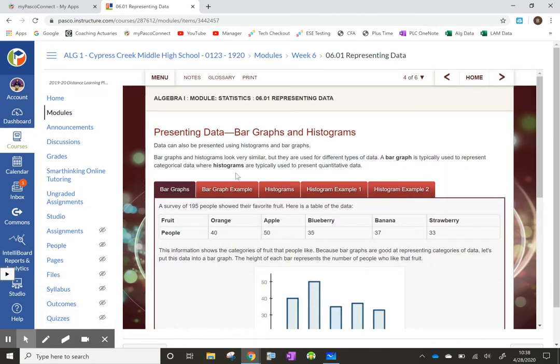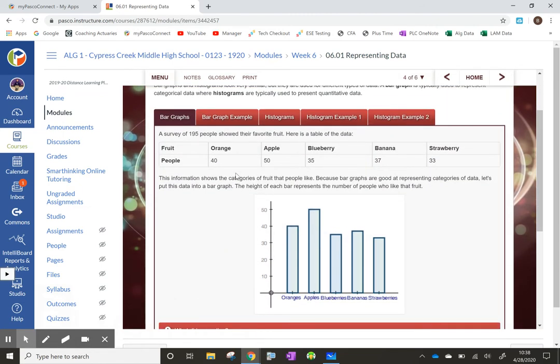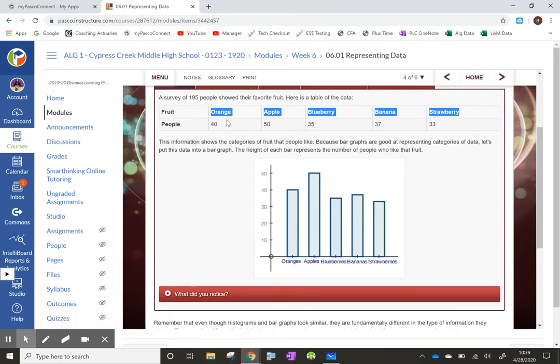So bar graphs and histograms, as I was mentioning earlier. So remember, bar graphs are going to focus on categories. Histograms are going to focus on numerical data and ranges of data, okay? So for a bar graph, here in this bar graph, we have our categories being fruits. So we have orange, apples, blueberries, bananas, strawberries. And then we have the value, the number of people who chose that as their favorite fruit.